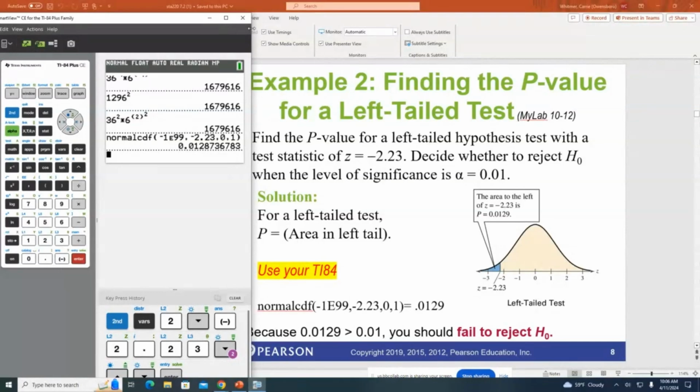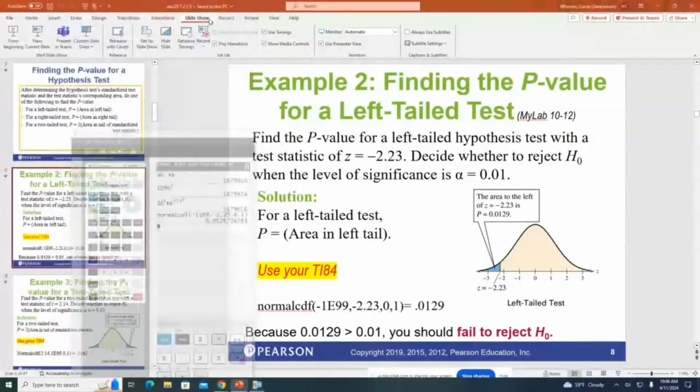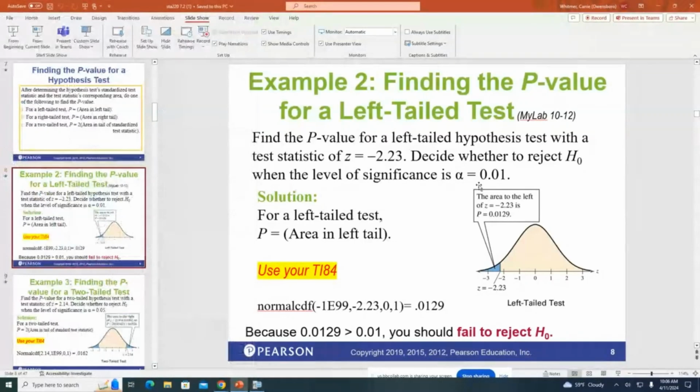So that p-value of 0.0129, when I compare that to my level of significance given to be 0.01, it's greater than. So when it's greater than, then you fail to reject H sub 0. Make sense so far?